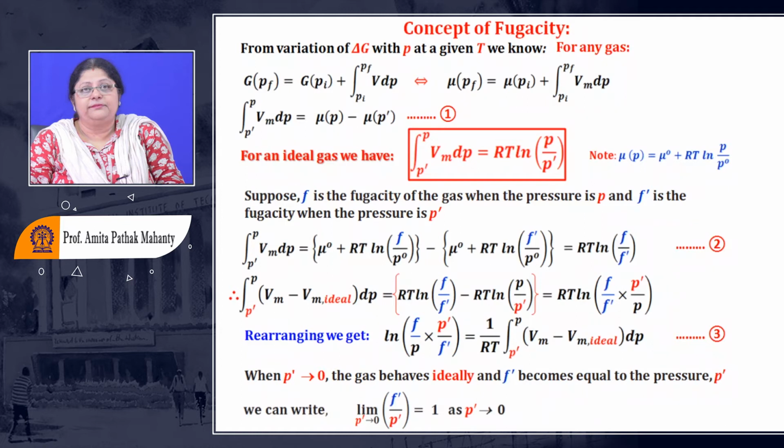Can I write this? And I rearrange so that I have F by P and P prime by F prime. With RT taken to this side, that will be nothing but the integral from P prime to P of the difference in the molar volumes of the two gases, one real and one ideal.